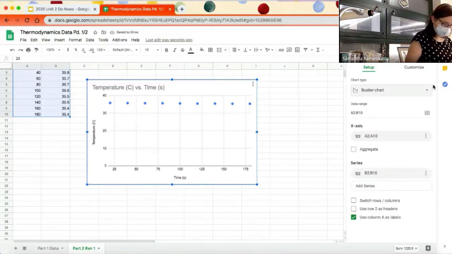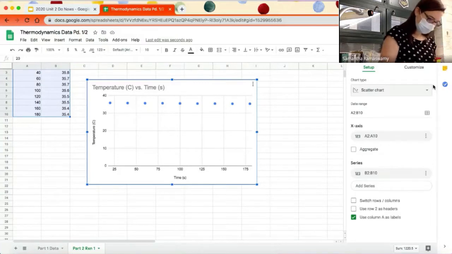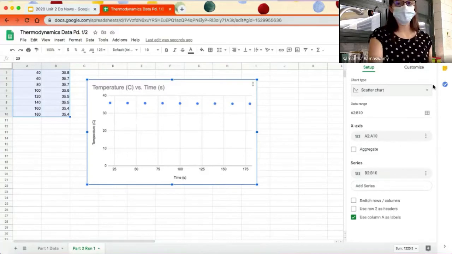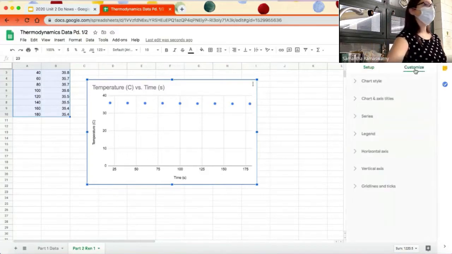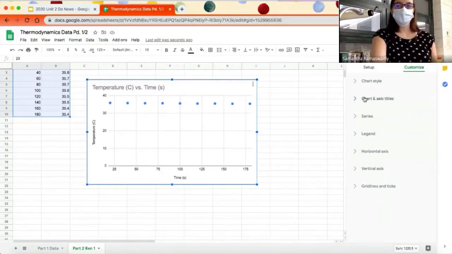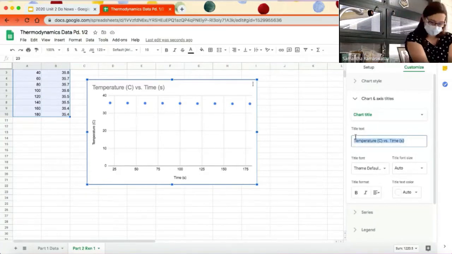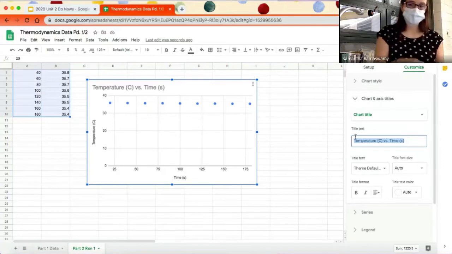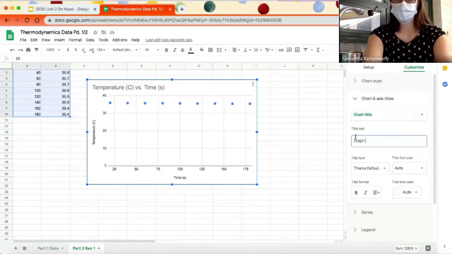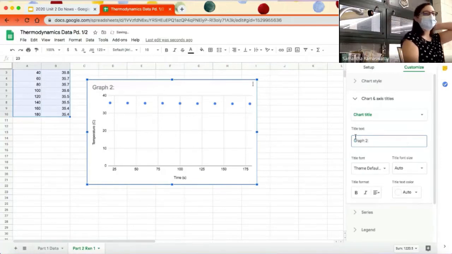So then we're going to go through the process that we did yesterday. We want to make sure we have our title for our graph. And so to create a title, we'll go to the Customize tab in Chart Editor. And we'll click on Chart and Axis Titles. And where it says Title Text, I'm going to rename this. So this is graph 2. This is the second graph that we're creating.